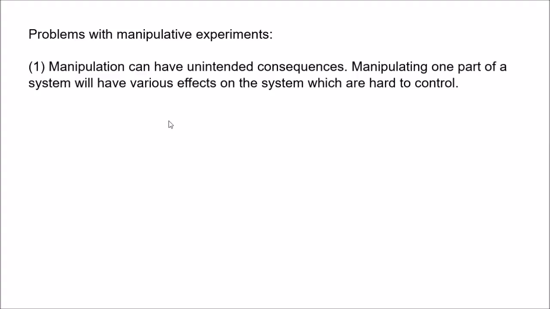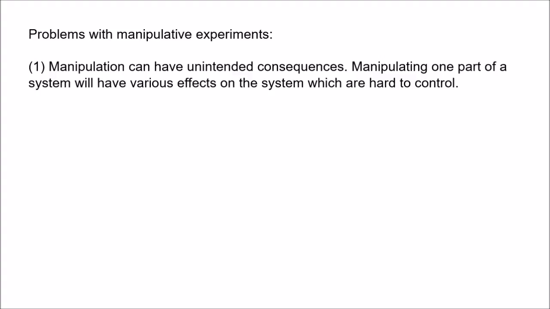So let's think about some problems with manipulative experiments. Well, the first point is that manipulation can have unintended consequences. Manipulating one part of any system will have various effects on the system which are very hard to control. So the very act of handling a turtle so as to alter its humps may change the turtle's behaviour in ways that have nothing to do with hump size. Manipulating animals will often cause them stress, say.